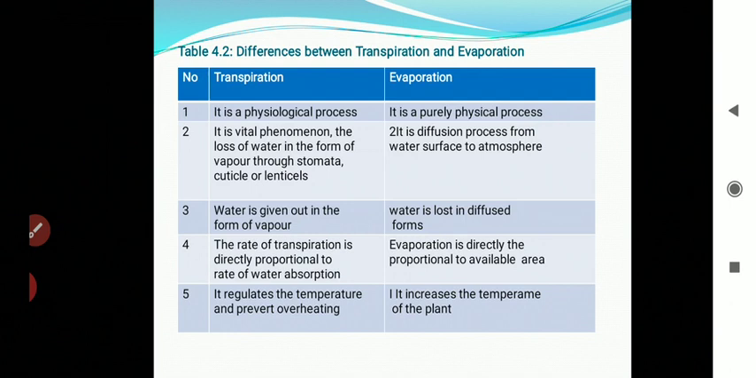When water from any water surface goes into the atmosphere in vapor form, we call it evaporation. Third one, in transpiration, water is given out in the form of vapor. In evaporation, water is lost in diffused form. Fourth, the rate of transpiration is directly proportional to rate of water absorption. In case of evaporation, evaporation is directly proportional to the available area. The larger the water surface area, the more the evaporation.